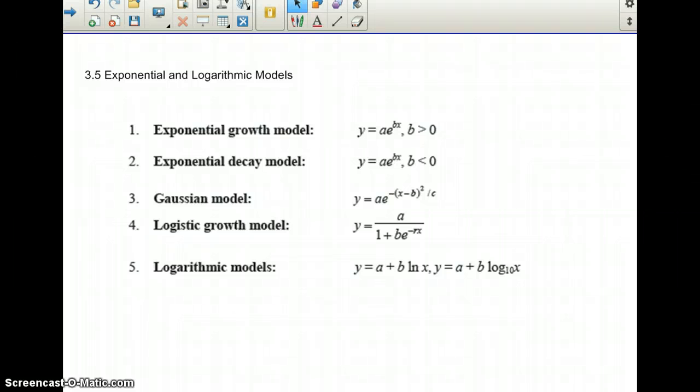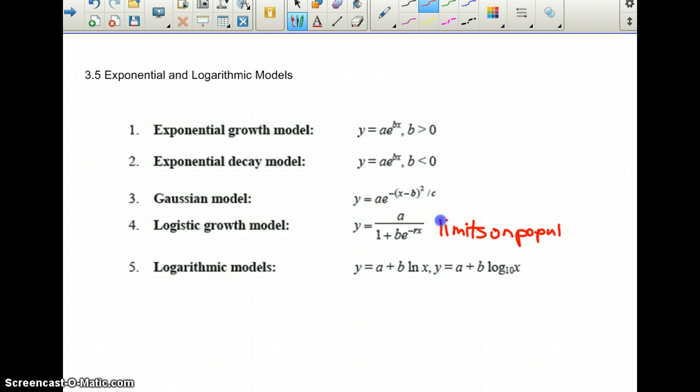We're also going to deal with Gaussian, which for those of you that have taken AP stats, you might recognize as the equation of the normal distribution. Logistic growth, which occurs when we have limits on the population. And logarithmic models, which obviously involve logs.